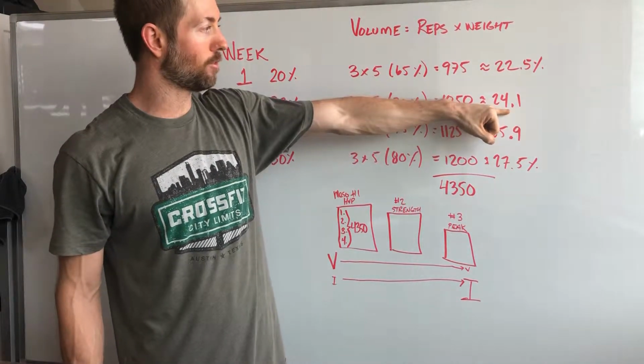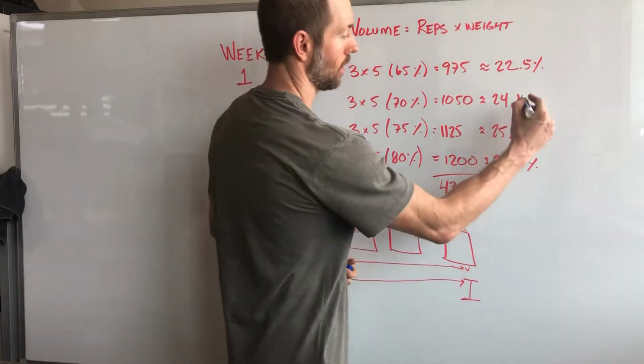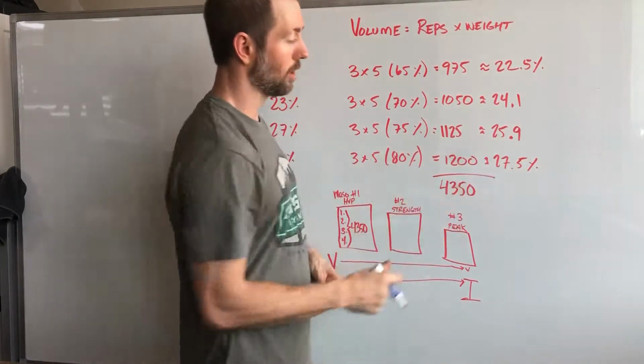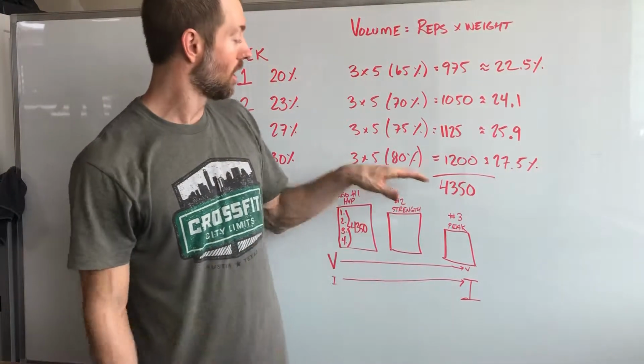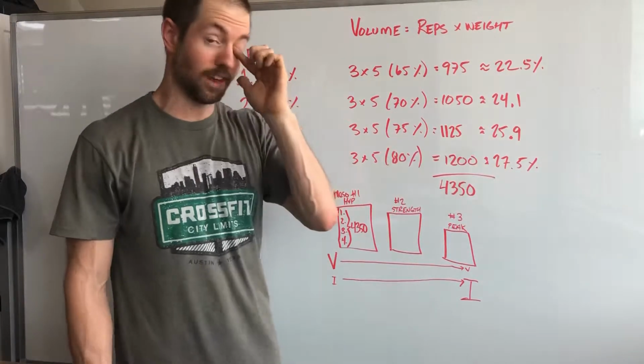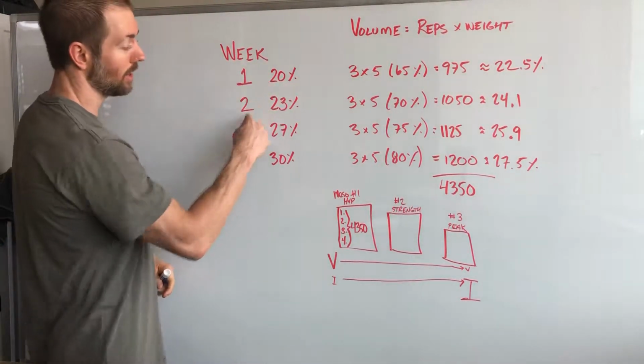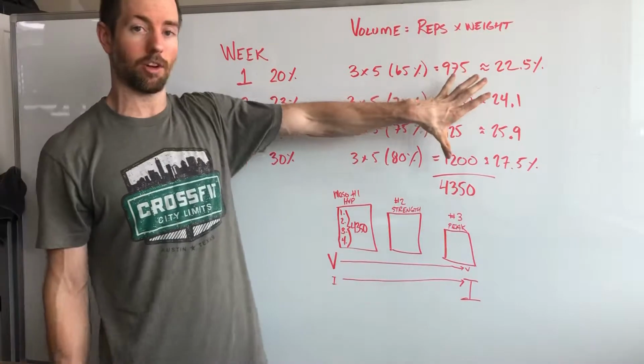Week 2 would be 24.1%. Week 3 would be 25.9%. And week 4 would be 27.5%. So we didn't hit these exactly, but we're pretty close to it here.